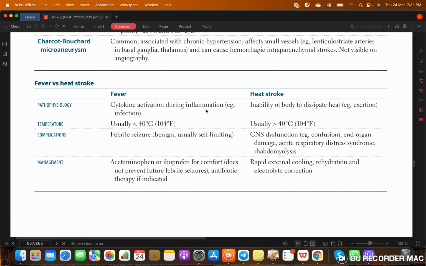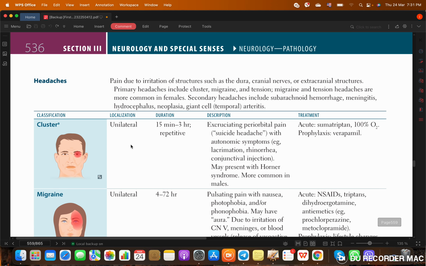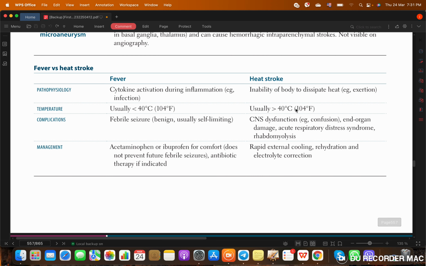Fever versus heat stroke. Fever is usually less than 40. It can go higher than 40, but usually not. And heat stroke is always more than 40. So fever causes, remember, cytokine activation during inflammation. If you remember, the prostaglandin E and the interleukin 1. Yes, so it's cytokine mediated.